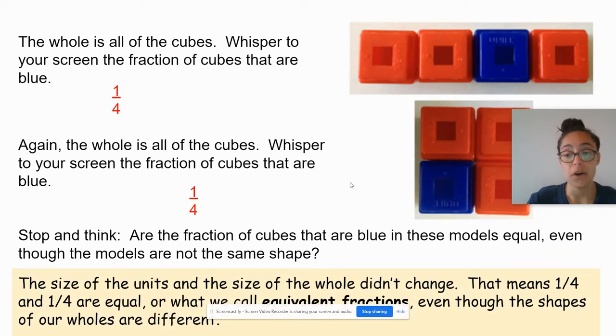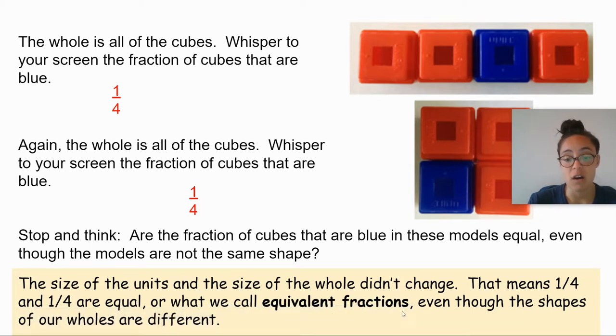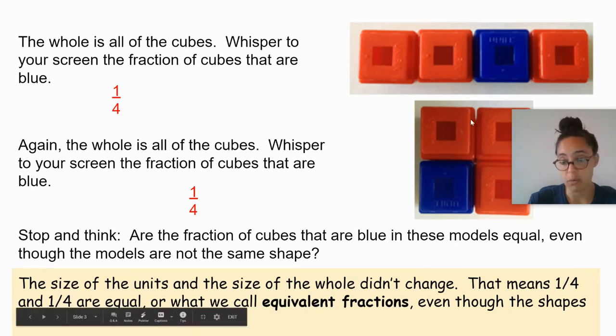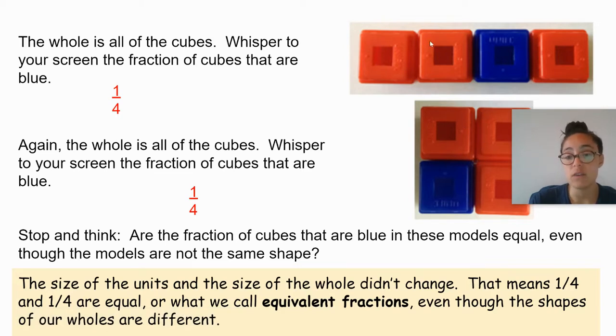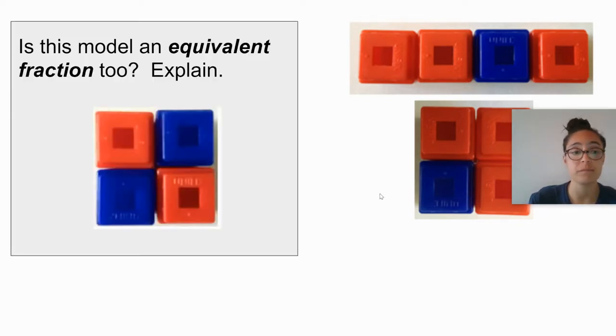So we know that the size of the unit and the size of the whole didn't change. Each block, we're using these blocks, each block is the same. So the size didn't change because we have 4 blocks over here and we have 4 blocks over here. That means that they are both 1/4, and that's what we call an equivalent fraction. And even though they have different shapes, we know that these 4 blocks have the same size, so that means they are equal and equivalent.